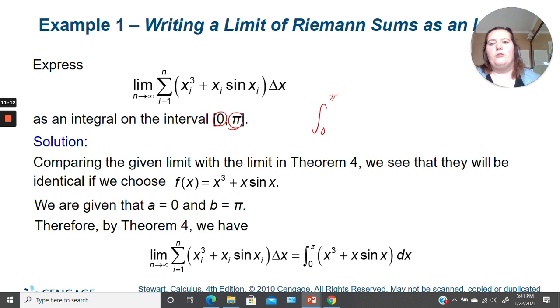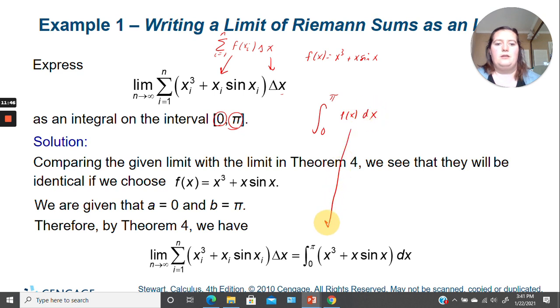Next thing, if you remember the way the integral was set up, the sum was from i equals 1 to n, f of x sub i delta x. So here's your delta x, which means that this is giving you your f of x sub i. So that means that my f of x looks like x cubed plus x times sine x. So there's your f of x. My integral is going to be f of x dx. So I'll plug in that f of x, and that's my integral.